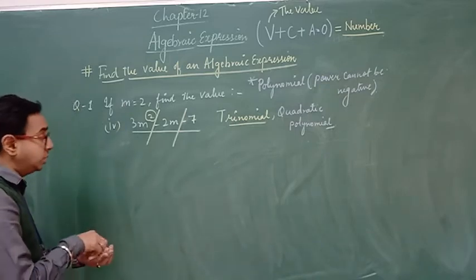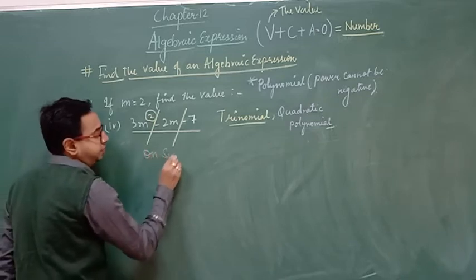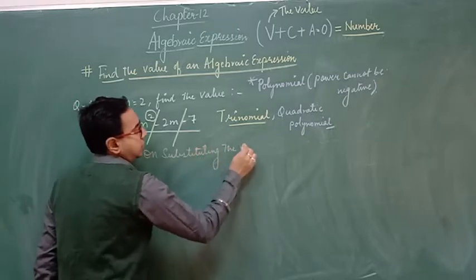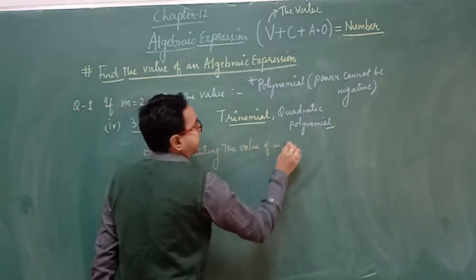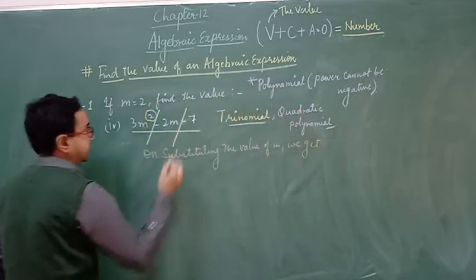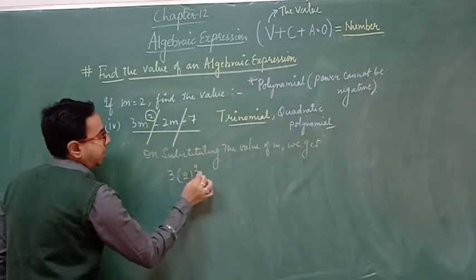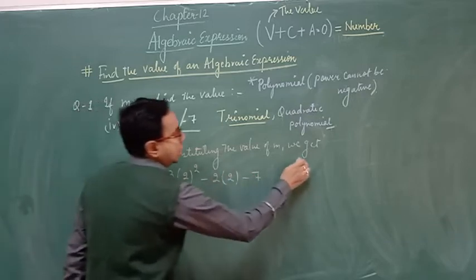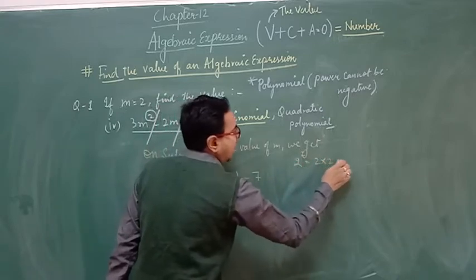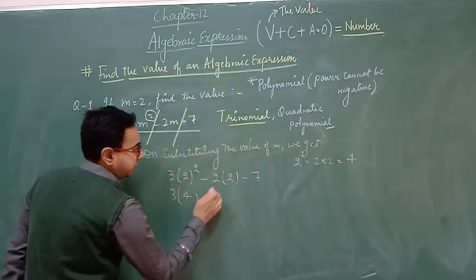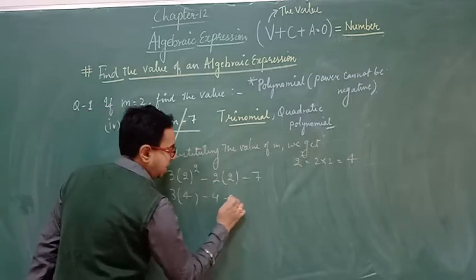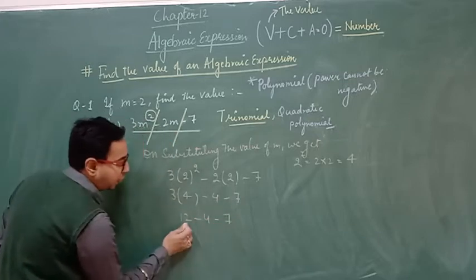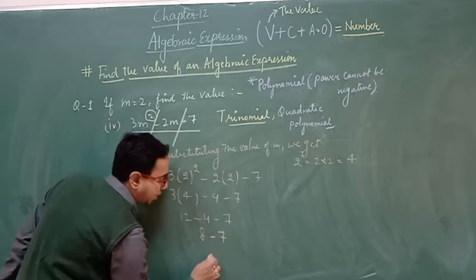Let us solve. Same rule. On substituting the value of m, we get 3 into 2 square minus 2 into 2 minus 7. What is 2 square? 2 square means 2 into 2, that is 4. So 3 into 4 minus 2 into 2 minus 7. What is this? 3 into 4 is 12, minus 4, minus 7. Now 12 minus 4 is 8, 8 minus 7 is 1. What is the answer?